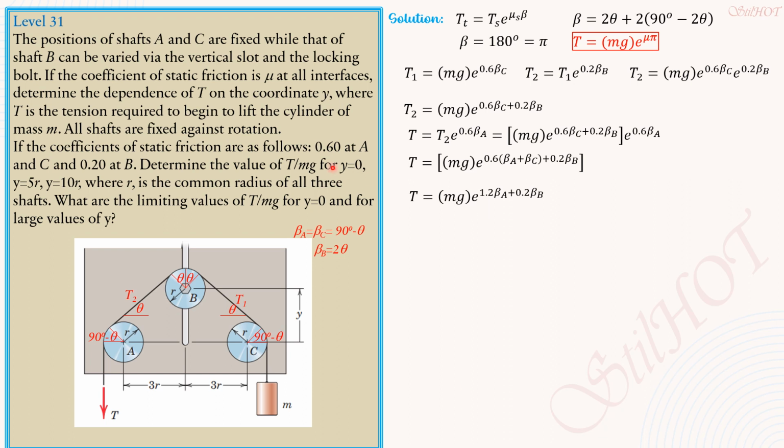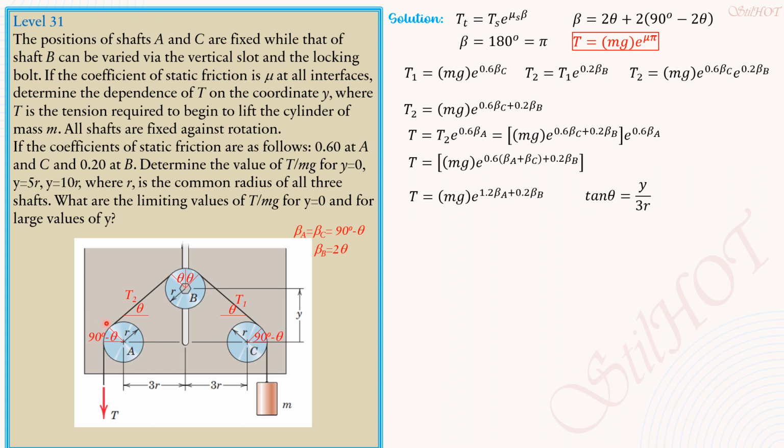Then we evaluate the ratio T over mg for y equals 0. So define theta first. Tangent theta equals y over 3r. So if y is 0, theta is 0. That means these three cylinders will be on the same horizontal plane. That's why the cord at B, or the belt at B, is tangent. So there's no angle of contact at B if the belt is here, or cylinder B is on this level, the same level as A and C.